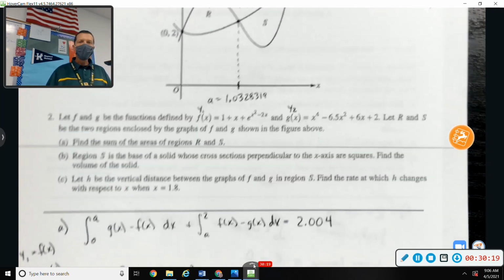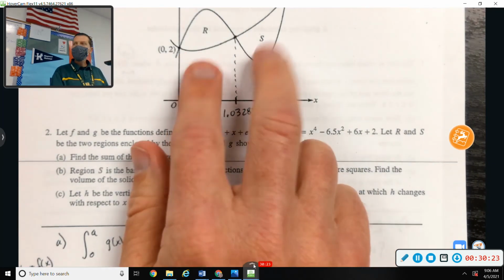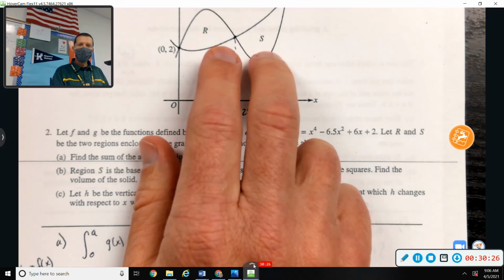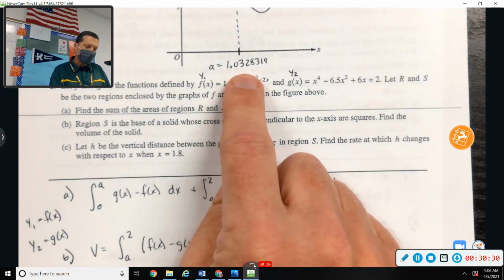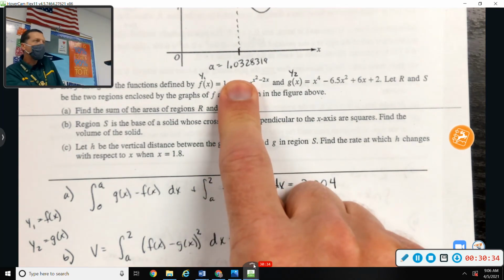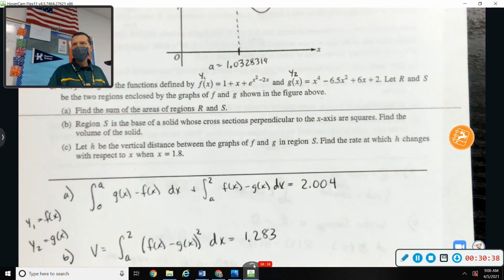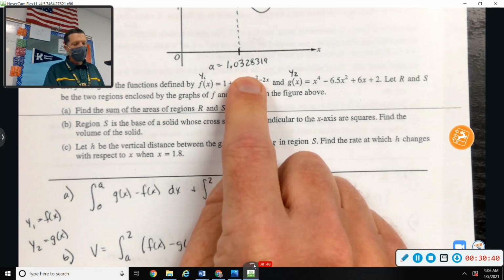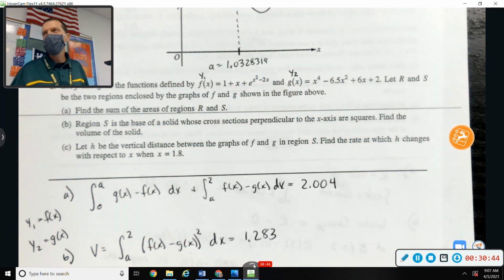It's top minus bottom, but that changes. So it's going to take two statements for R and for S. So you have to use the calculator to find the intersection. Write that down. And in fact, you should probably write down, set it equal to some value. That way you can just use A the rest of the problem, rather than having to write 1.0328319 every time. And you should also save it in your calculator as A for the same reason. You don't have to type that in every time.